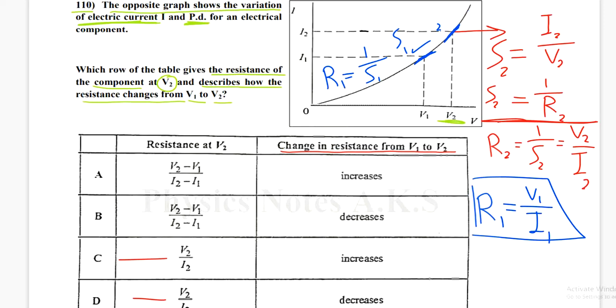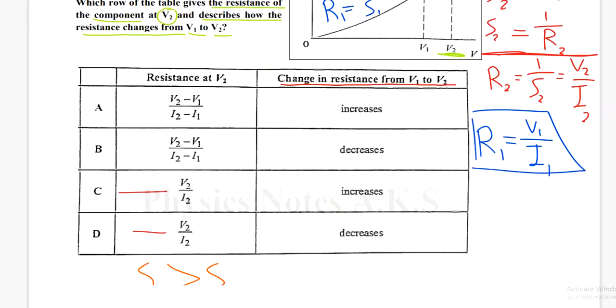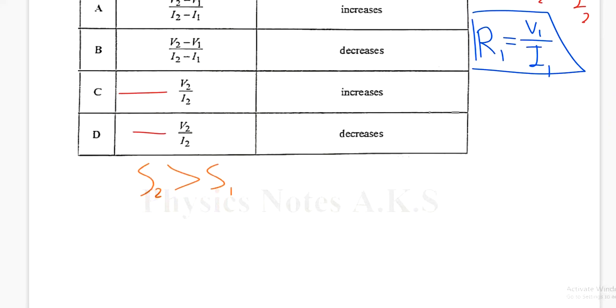Let me erase and explain again. Now, pay attention. The slope here, it's like this. Here, it's more steep, or steeper. Here I find S2, here S1. So S2 is bigger than S1.